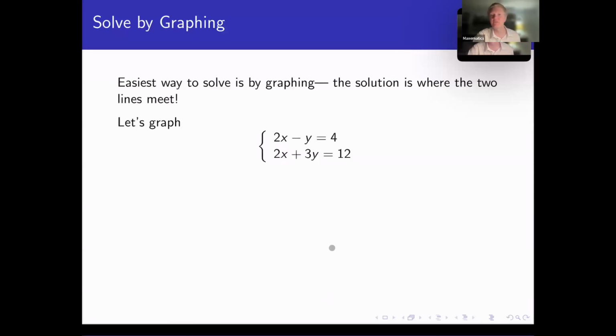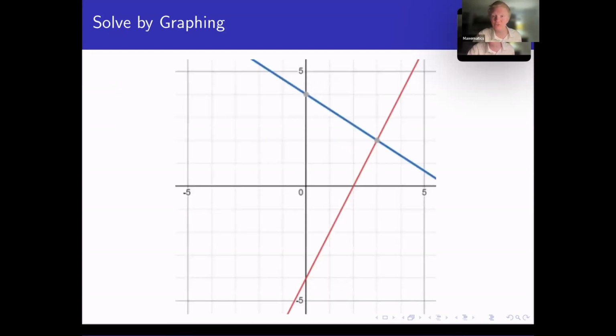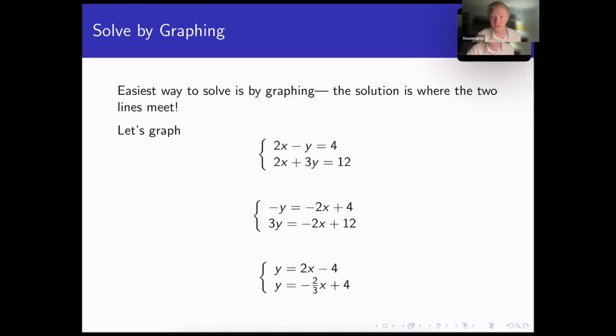So if we were to graph 2x minus y equals 4 and 2x plus 3y equals 12, well, let's get them both down to y equals something. And when we graph those two lines, this is what we get. And then the point at which they meet is the solution. Well, that point is (3, 2). So if you were to go back and plug in (3, 2) to each of these equations, your system would be satisfied.